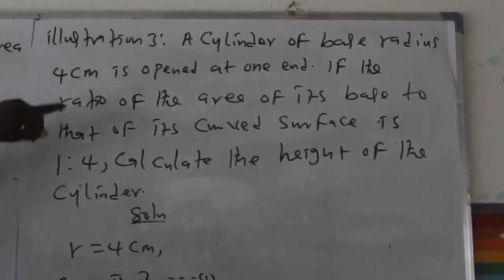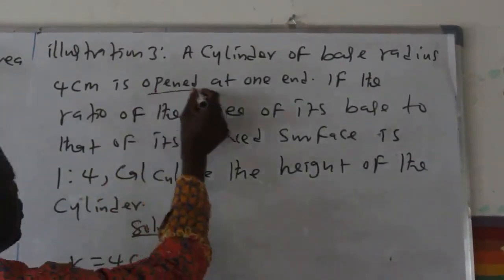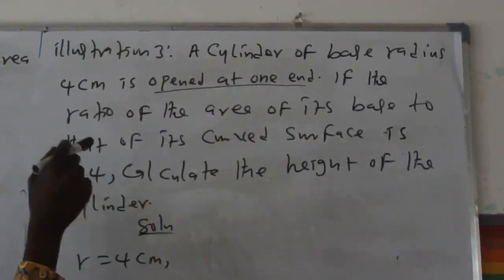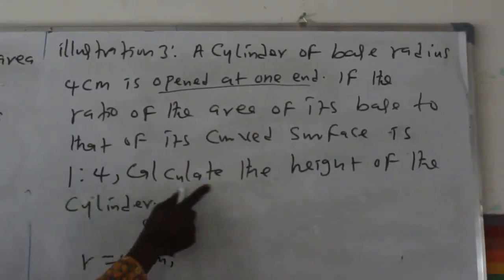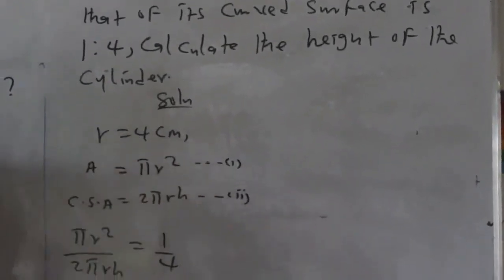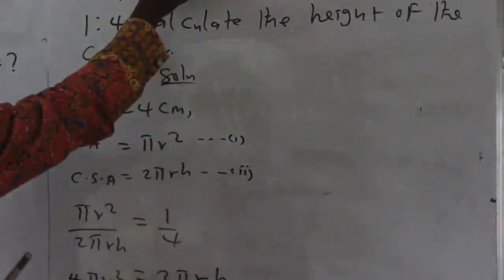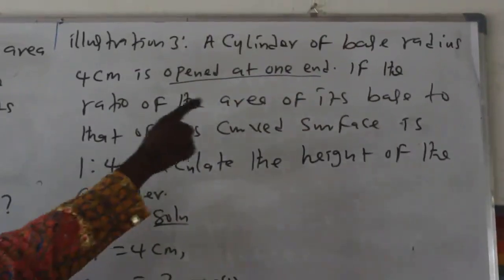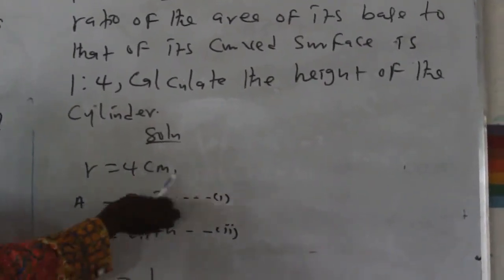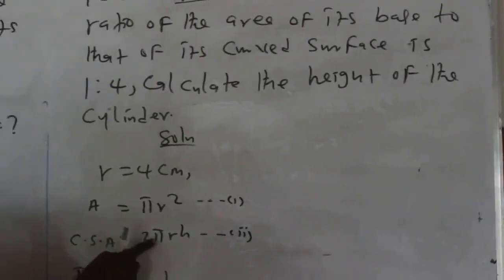Third question. A cylinder of base radius 4 centimeters is open at one end. Take note, is open at one end. If the ratio of the area of its base to that of its curved surface is 1:4, calculate the height of the cylinder. Now we are given the radius, which is 4 centimeters. And we know that since the cylinder is open at one end, you are just going to calculate the area. And the area of that circular bit is pi r squared. Then, the curved surface area of the cylinder is 2 pi r h.